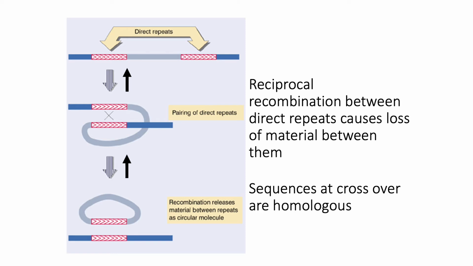repeated sequence. Now this can happen in the reverse direction. If there's a circle of DNA that contains a region that's homologous to the chromosome, it can recombine into that chromosome and produce two repeats on either side of it.